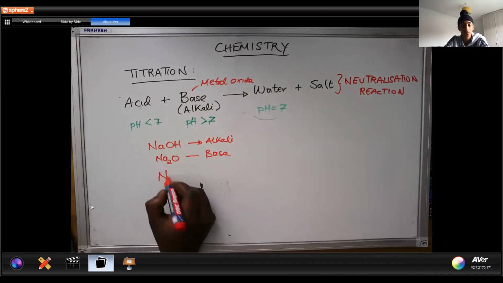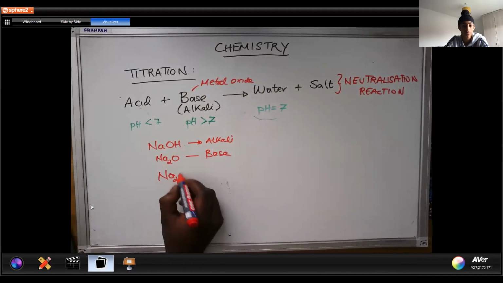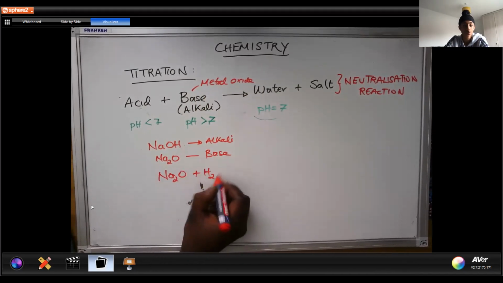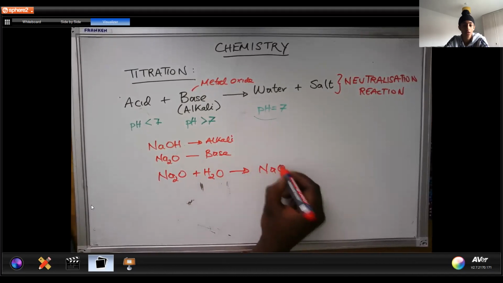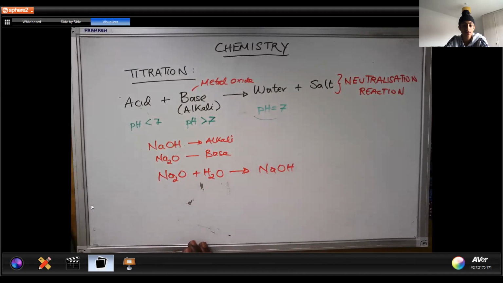Yeah, you can write this plus H2O. What's this going to give me? It's going to give me sodium hydroxide. Now, of course, we can try and balance this equation by putting a 2, I believe. It's balanced. That's it. So I've gone from a base to an alkali. So far, so good. Great stuff.